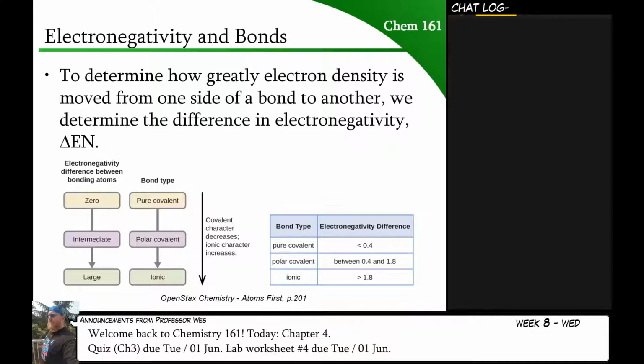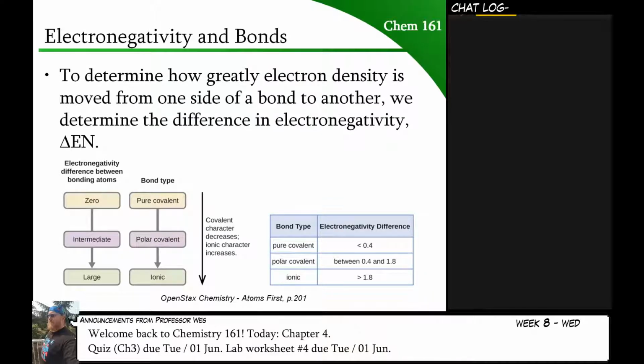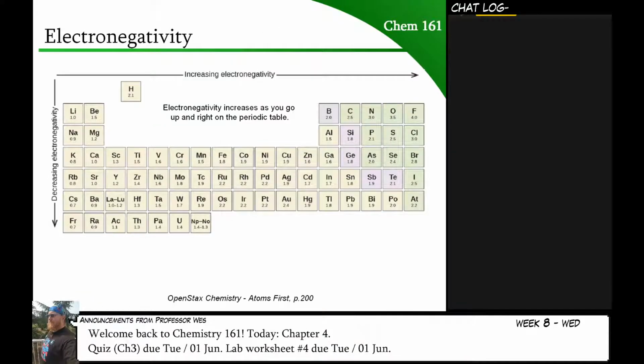All right, we left off on Tuesday looking at this chart here, where we talked about bond types and the difference in electronegativity. Now, the way that this works is that if I go back to the chart that has electronegativity on it, and I just pick 2 atoms to put in a bond. So let's suppose I had a CO bond. Those are common enough, right?